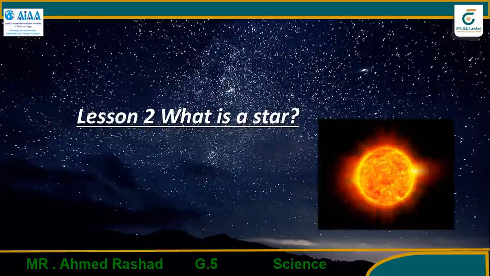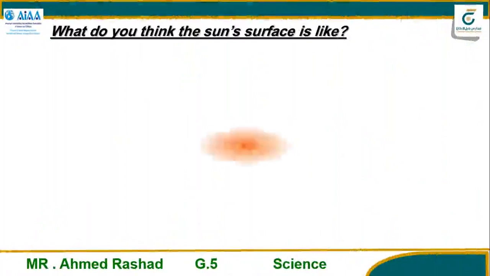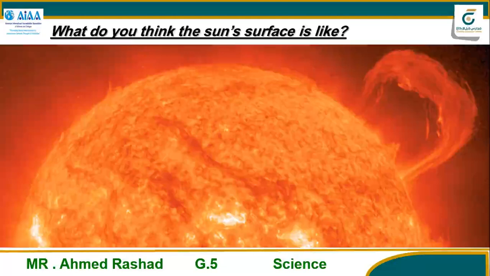Today we're going to talk about what stars are made of, how big they are, and the size comparison between the stars and the planets. In the beginning, think about this question: what do you think the sun's surface is like? Is the surface of the sun like the surface of the earth, solid or not? Keep thinking, and at the end of our lesson, you can answer yourself.